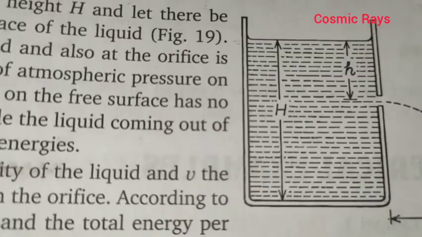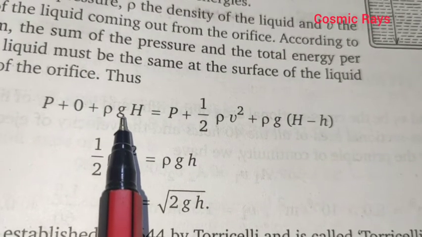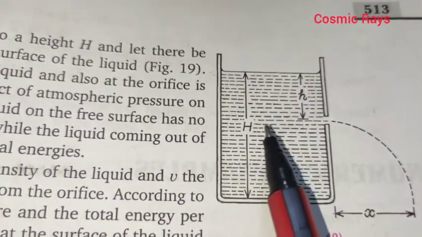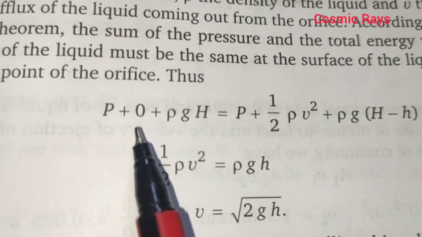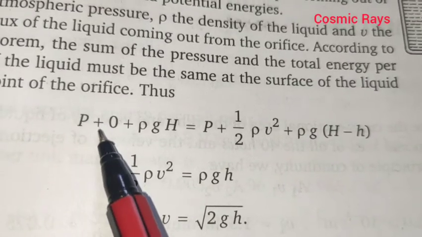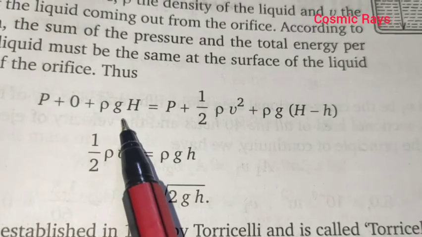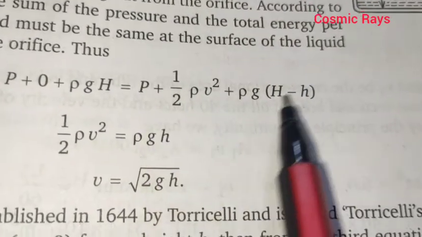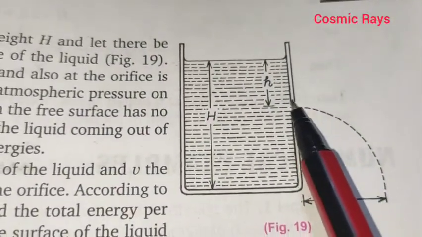Then as per Bernoulli's theorem, we have the pressure energy plus kinetic energy plus the potential energy. So when the liquid is inside, that is the liquid is at rest, we do not have kinetic energy in the liquid. All the energy which is stored there is potential. So we have the pressure energy plus kinetic, there is no kinetic energy, so we write it as 0, plus the potential energy is equal to, now we equate it to the energy here at this point.